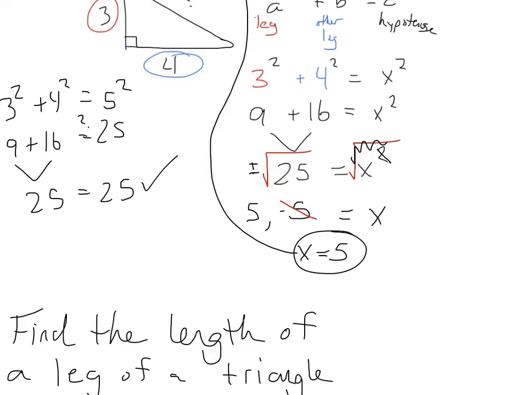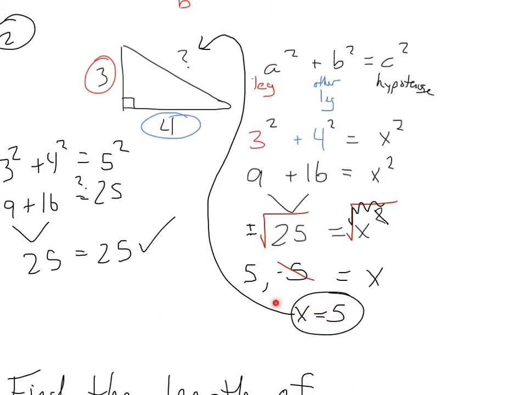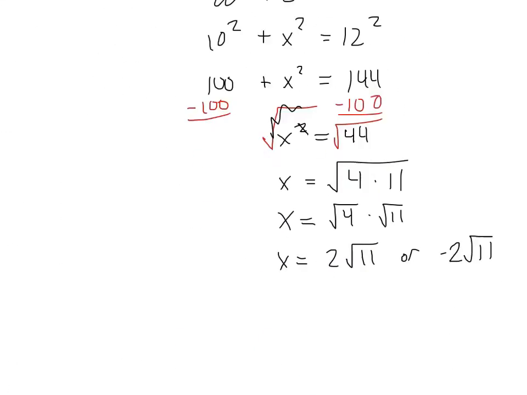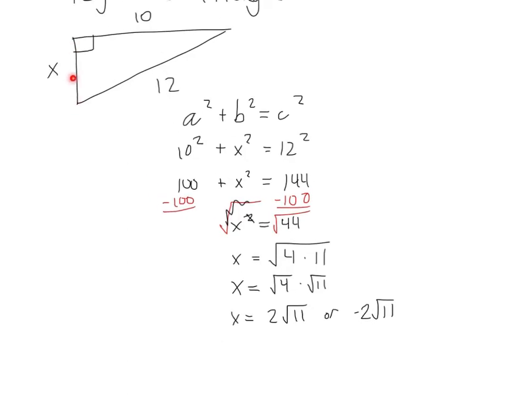5 or negative 5. But remember, we only took the positive number because you cannot have a negative length of a triangle, right? It has to be positive 5. It wouldn't make any sense if the length of that triangle were negative 5. So we're going to go down here and say, well, which one makes sense? If I'm solving for that length of that triangle there, does negative 2 root 11 make any sense? Well, actually, take your calculator and plug that in real quick.